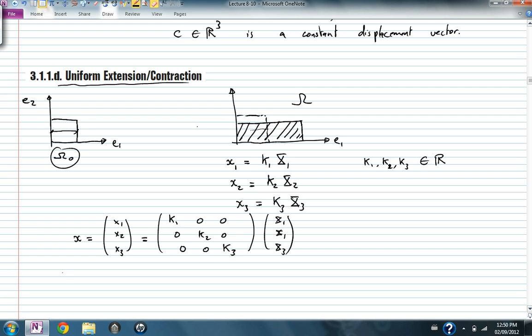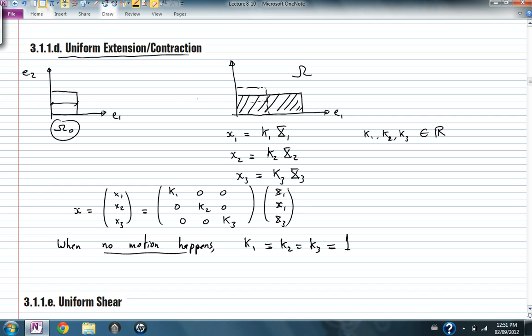So if this motion, or if this function, or let's say when no motion happens, then k1 is equal to k2 is equal to k3 is equal to 1. So when the new position is equal to the old position, that means no motion happens, and that means k1, k2, k3 are all equal to 1.